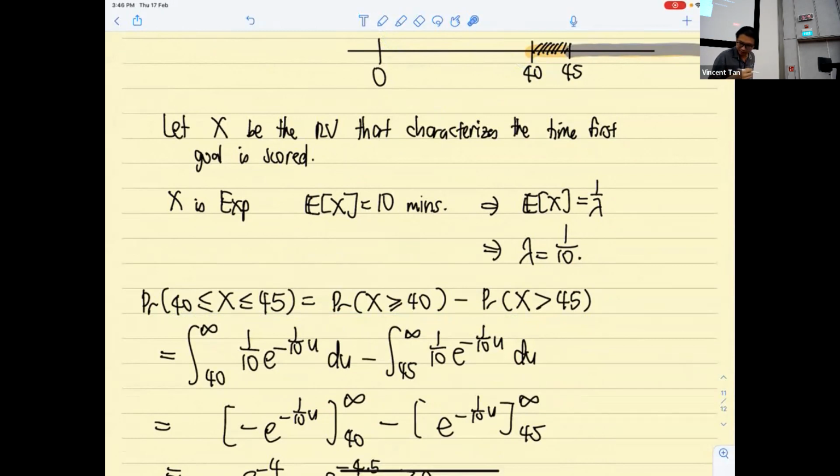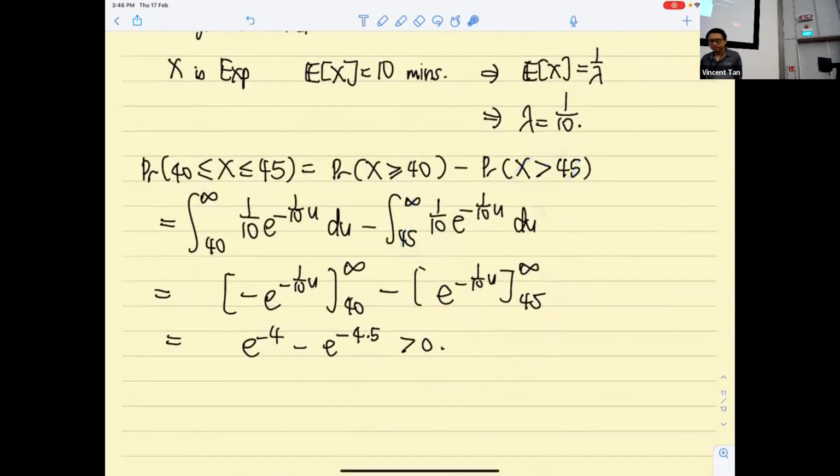Some people did not know what was happening, but fortunately David is enlightened now. So we have to integrate the PDF from 40 all the way to infinity, because that's what is represented here, and here 45 to infinity. Then after some algebra that I'm not going to describe, you get some answer. And this is where I will stop today.